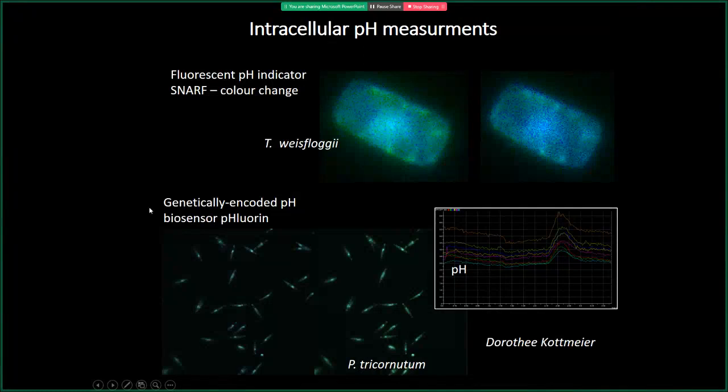But we can also use genetically encoded pH biosensors, such as pHluorin on the bottom here. So we've got cells of the diatom Phaeodactylum, which are expressing their own pH biosensor, pHluorin, which is what these two fluorescent images are on the left and the right here. And using the information from these images, we can plot in experiments changes in pH within the cytosol of the cell. And this is work of Dorothy Kottmeier.